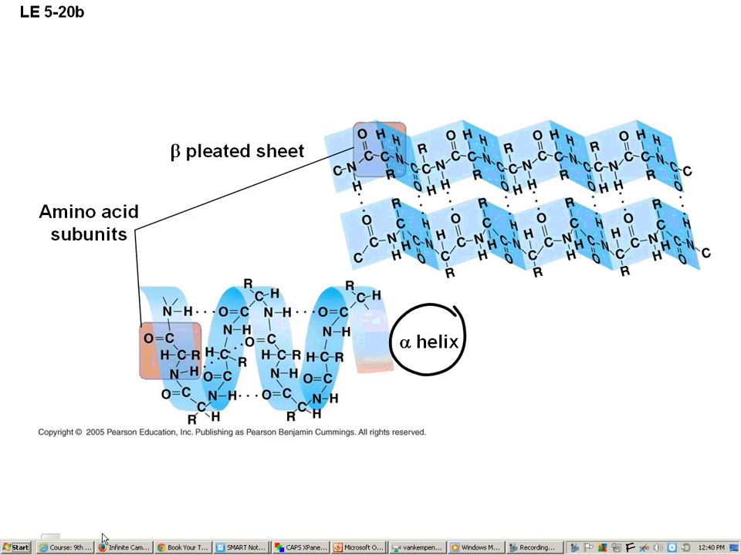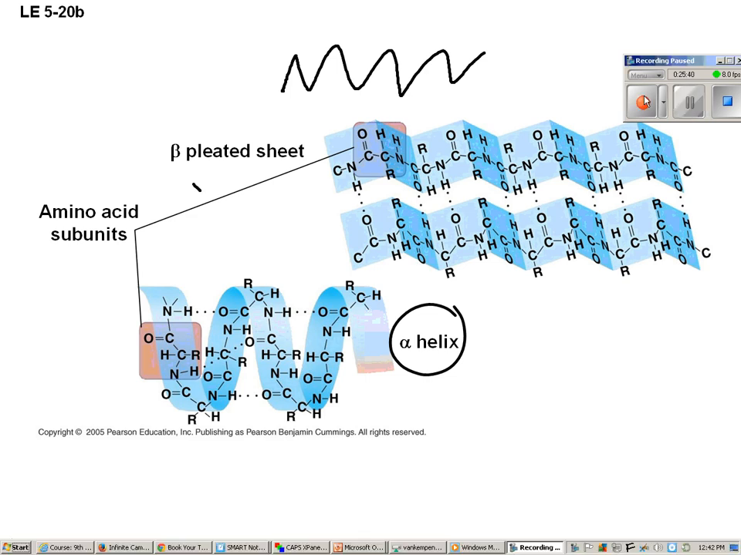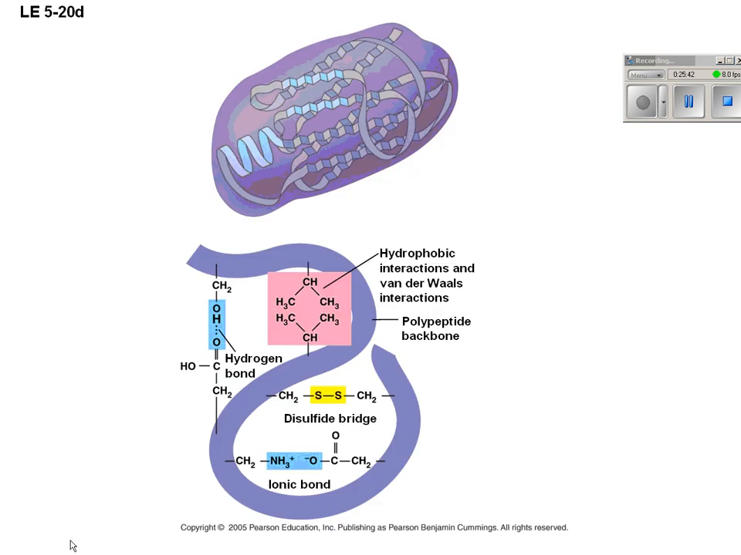If you straighten out your pipe cleaner again and then fold it so it does this, that is a pleated sheet. It's called beta. The beta structure is a pleated sheet. So if you were to fold your pipe cleaner like that, you'd have a pleated sheet. All right, tertiary structure.